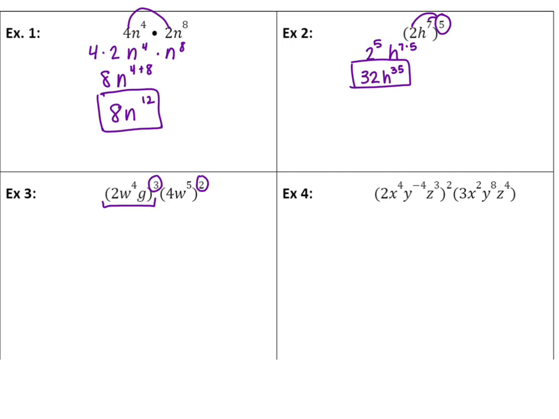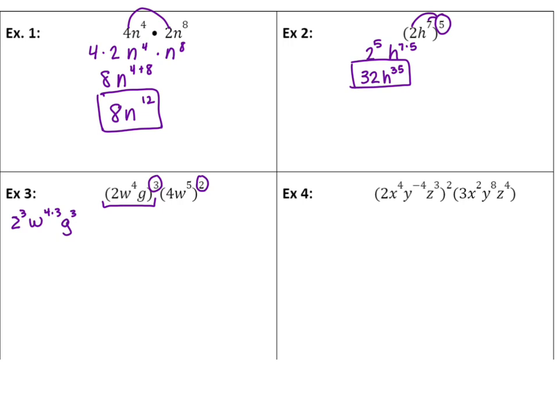So it's going to end up being 2 cubed times W to the 4th times 3rd, because remember, when it's power of a power, you multiply it. And then times G to the 3rd. Remember, if it doesn't have an exponent with it and it's a letter, that exponent is just 1. But 1 times 3 is going to be 3. So that's why I wrote it like that.